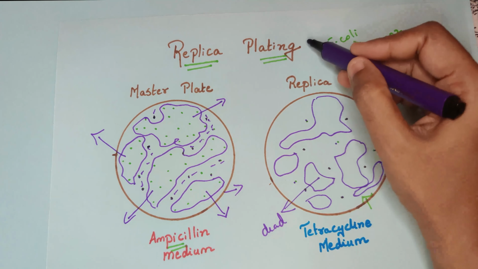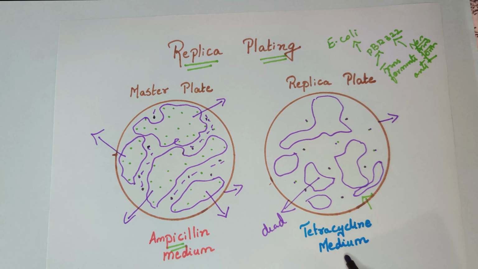So this method is called replica plating. Indeed, it is a cumbersome procedure because we need to compare two plates and we have to retrieve the ones which have recombined.